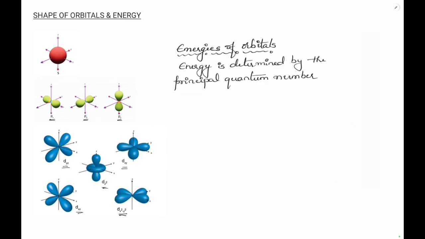The energy of the orbitals is determined by the principal quantum number. For hydrogen atom, increasing order of energy is written as 1s lesser than 2s, which is equal to 2p, lesser than 3s is equal to 3p, which is equal to 3d, lesser than 4s, which is equal to 4p, equal to 4d, equal to 4f, and this is greater than the remaining energy levels. Here, for n is equal to 2, the s and p orbitals have same energy. For n is equal to 3, s, p, d orbitals have same energy. So these sets of energy levels are called degenerate.